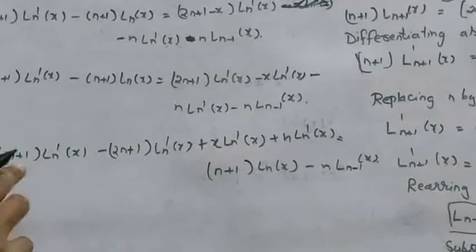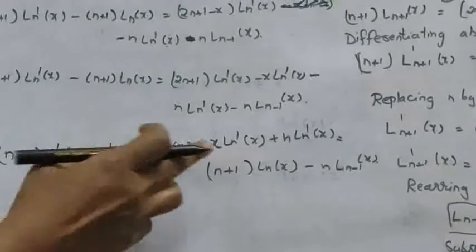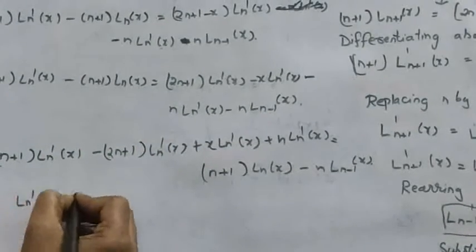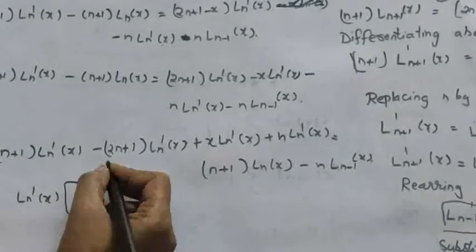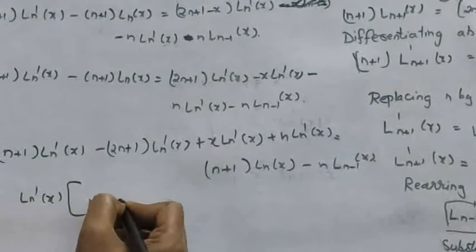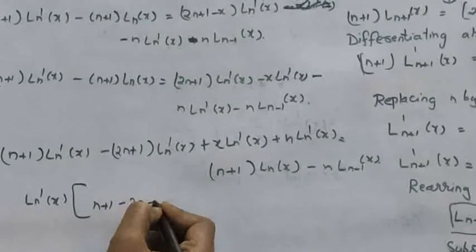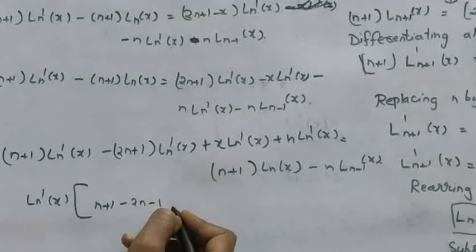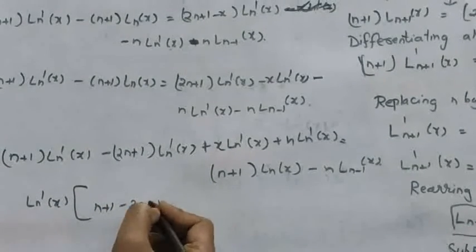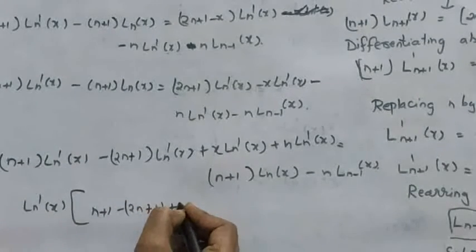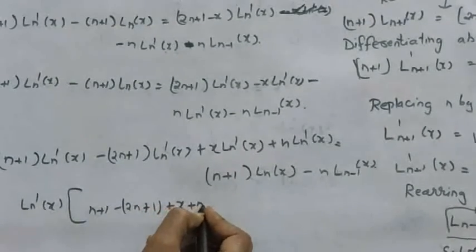Now you take ln dash of x as common. So what you will get? ln dash of x, if you take common, n plus 1 next minus 2n plus 1 is nothing but minus 2n minus 1. Otherwise write down like that. Next plus x plus n.